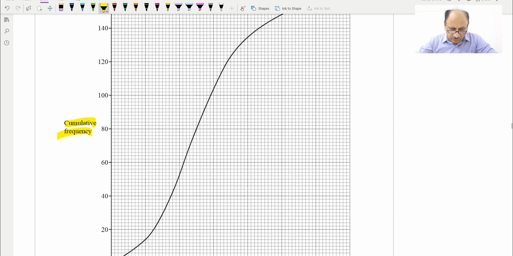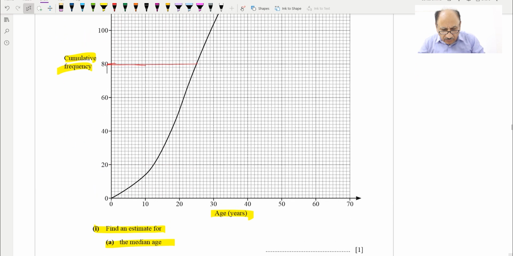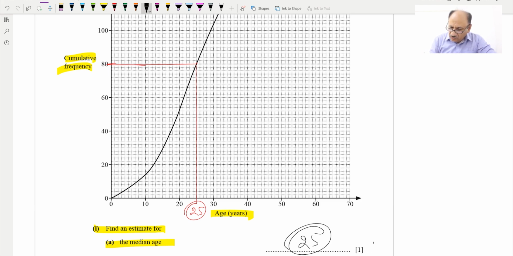Median, you know, we are taking from the middle, so we'll check the reference. Half of 160 will be 80, so we'll go to the 80 mark and draw the line. Let me redraw this so that it should be more accurate, and this will be at 80. So almost correct. Now we can move to the reference on the x-axis side, and this will be 25. So our answer will be 25, and this is for 1 mark.